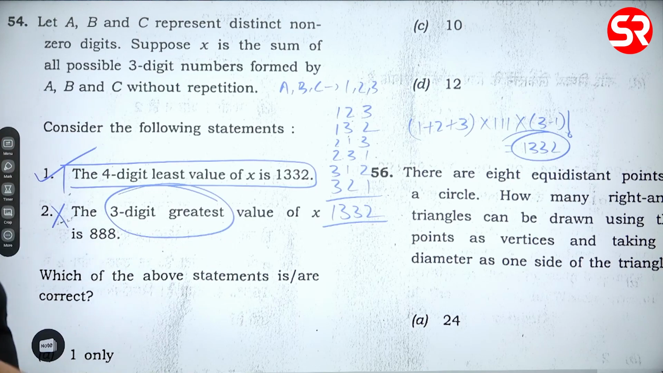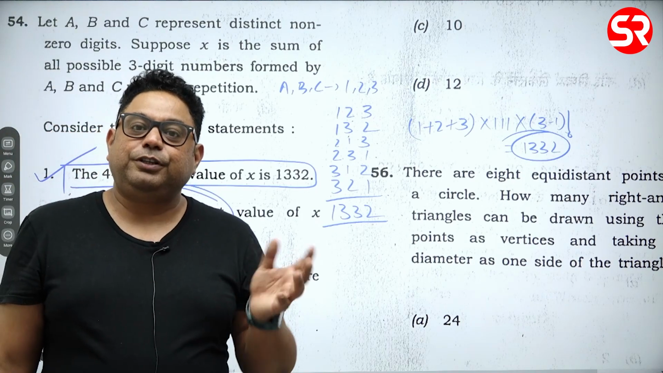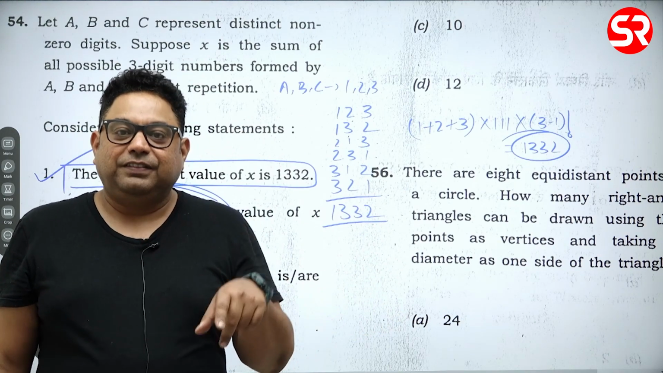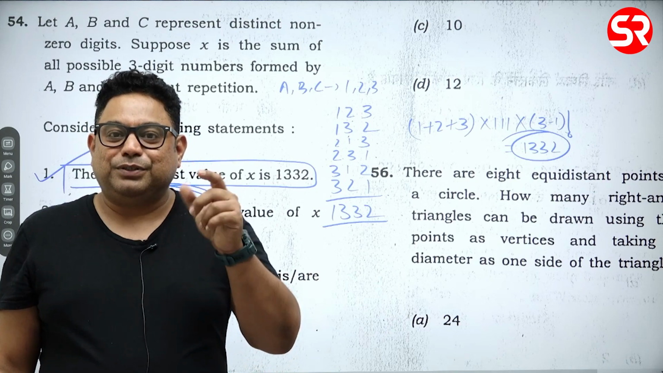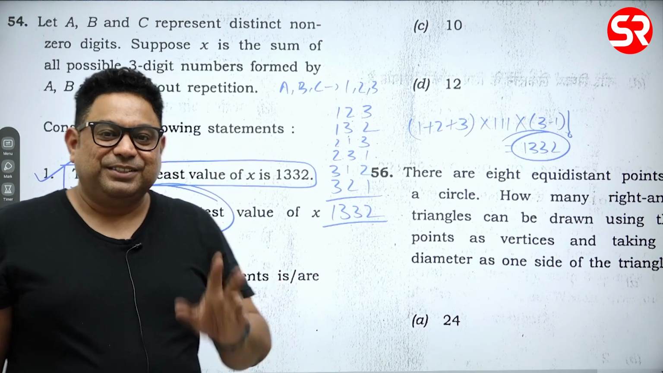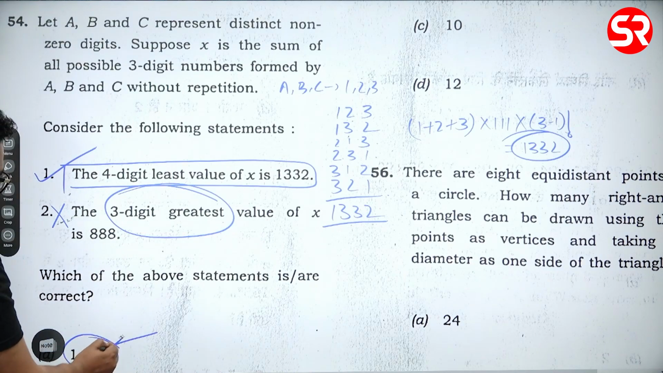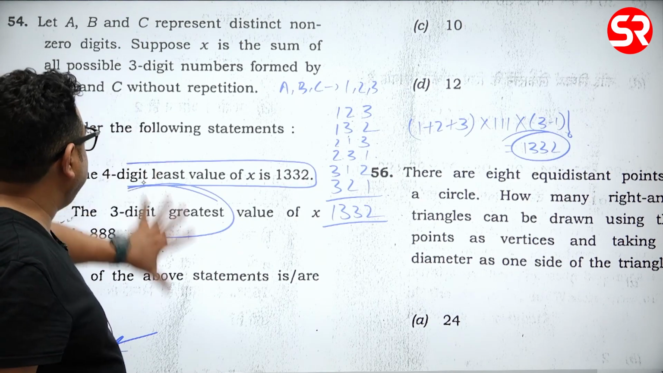3-digit greatest, because A, B and C are non-zero digits. Had he allowed 0, we could have thought about it, isn't it? But 0 is not allowed. And if there is 0, then there can be a possibility of 2-digit number also if the number starts with 0, isn't it? So not possible. So only option 1 applies, guys. Only option 1 applies. Done. Clear?